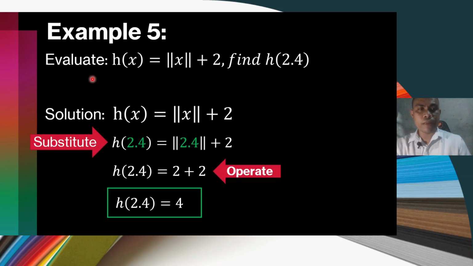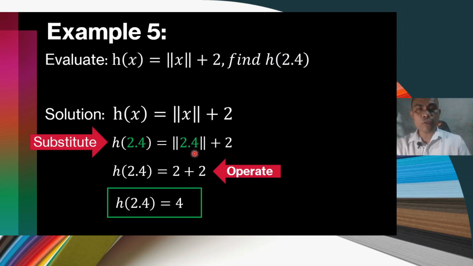For example, number 5, evaluate h of x equals the double vertical bar of x plus 2. We're going to find h of 2.4. In our solution, of course, we need to substitute the value of our input, which is 2.4. Remember, the double vertical bar in your module refers to rounding off. You're going to round off your value to the nearest integer, the nearest whole number, which is 2. When we round off 2.4, it becomes 2.